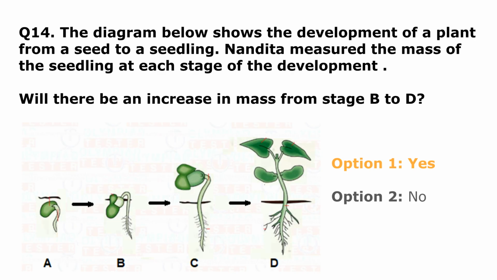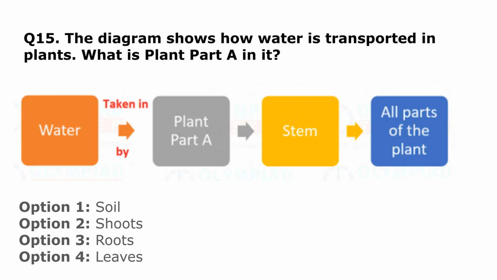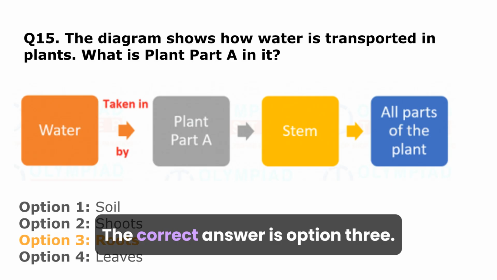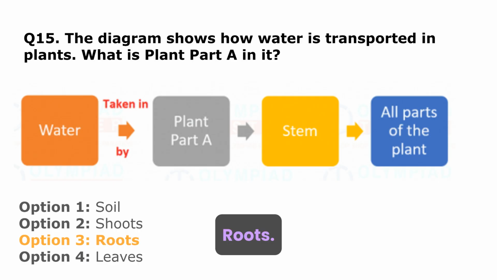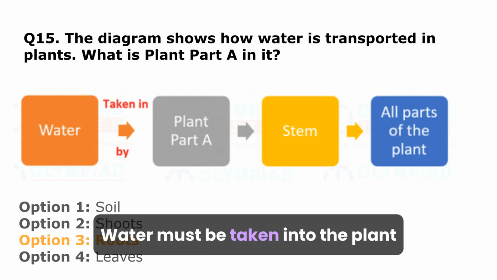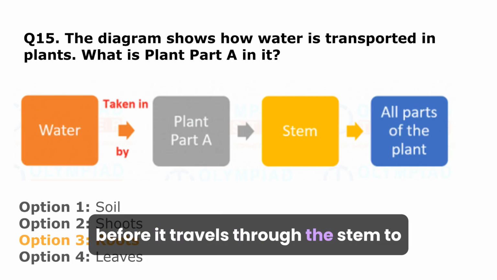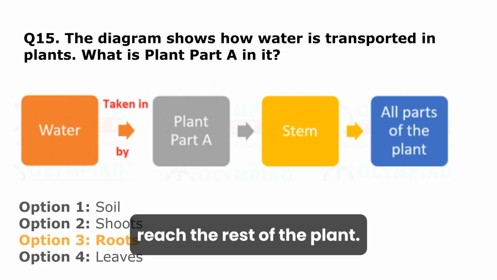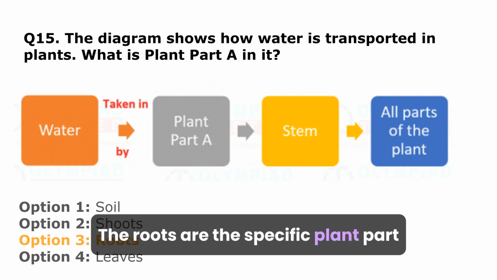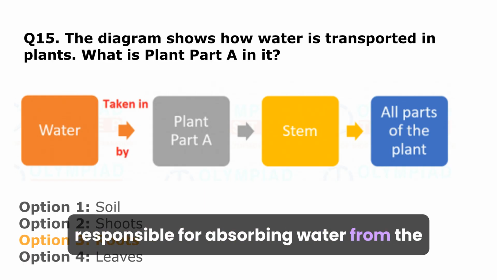Last question. The diagram shows how water is transported in plants. What is plant part A in it? The correct answer is option 3, roots. Water must be taken into the plant before it travels through the stem to reach the rest of the plant. The roots are the specific plant part responsible for absorbing water from the environment.